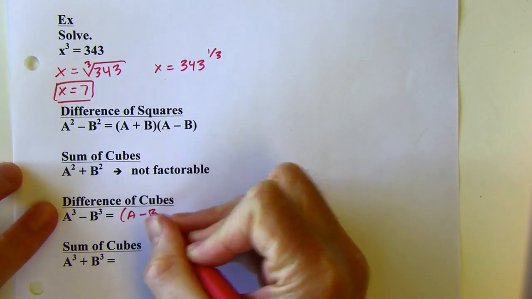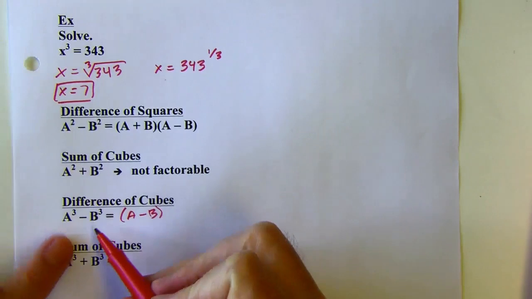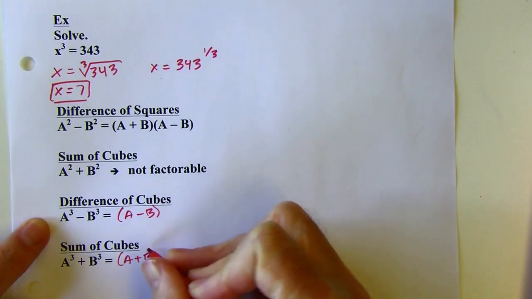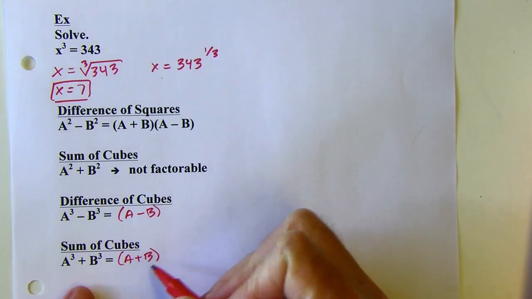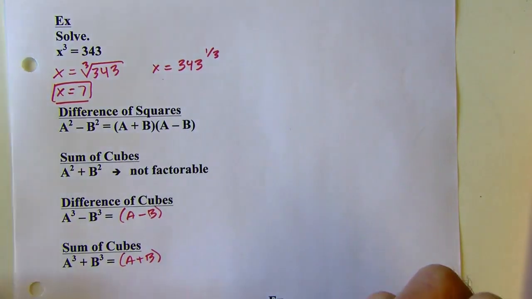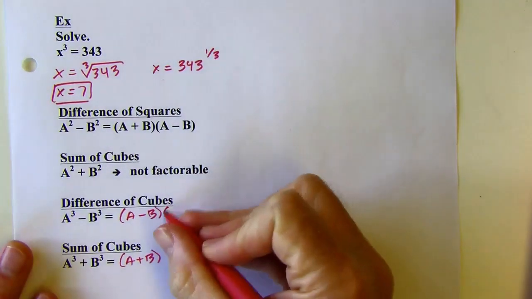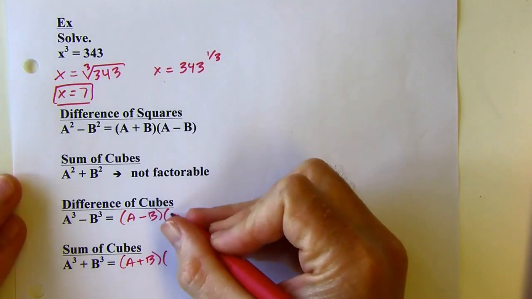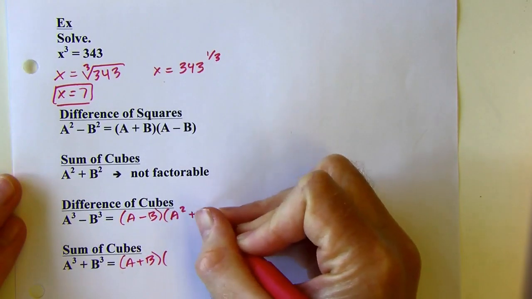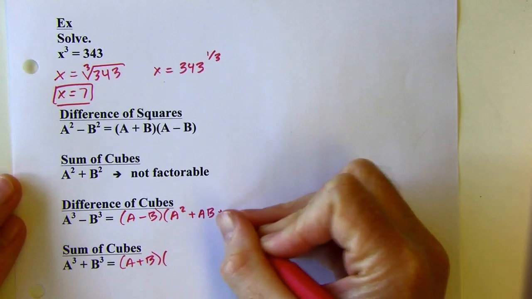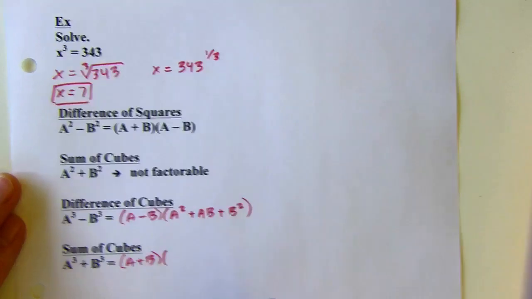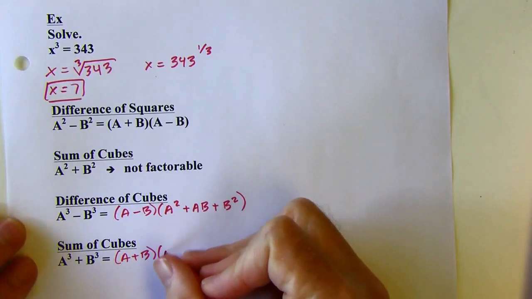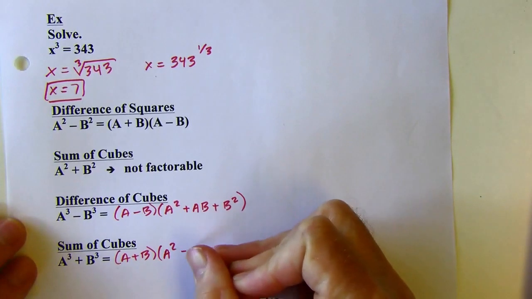So it starts out with a binomial like that. It's kind of the same format, right? This one's going to start out like that. So a difference starts with a minus there, and a sum starts with a plus there, okay? And then we've got a trinomial in the next parentheses. And for difference of cubes, it's going to look like this. Okay. For a sum of cubes, it's very similar. There's one little difference in this trinomial, and it's right there.